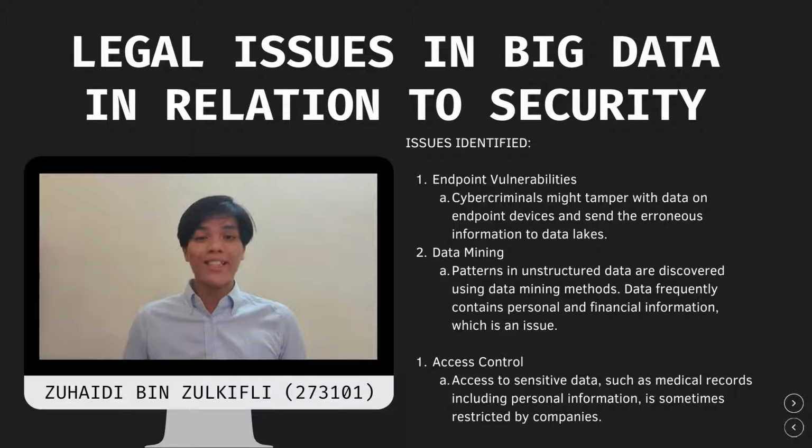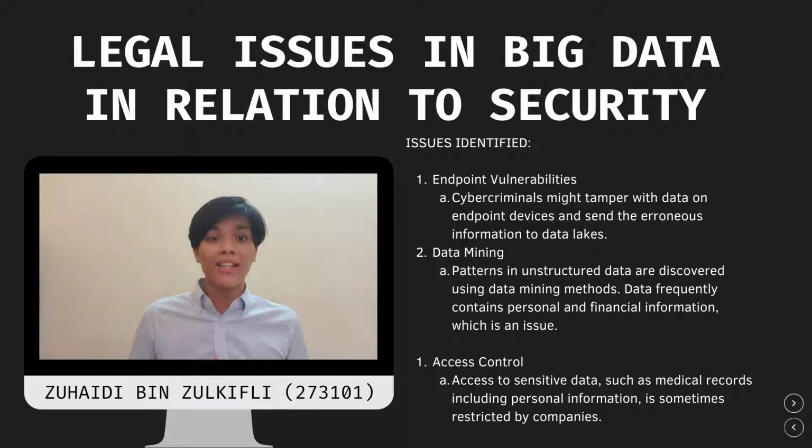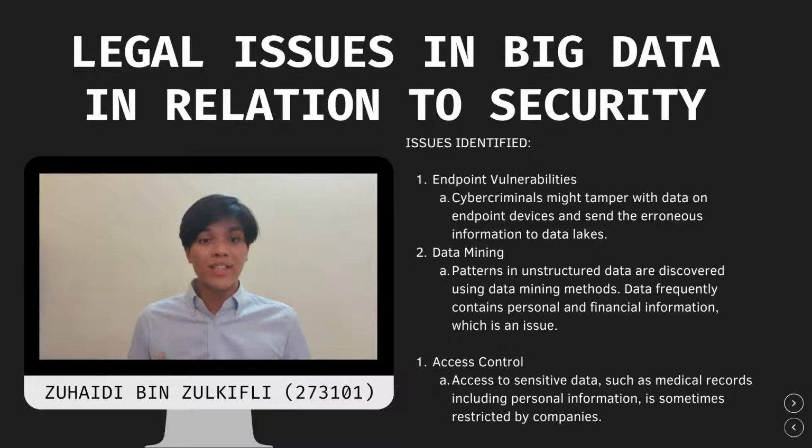So for my presentation, I will be talking about legal issues in security pertaining to the big data industry. Now, big data analytics is being used by corporations to find business possibilities, enhance performance, and guide decision making. Many big data technologies are free and open source, and they are not built with security in mind. Hence, many data security risks arise as a result of the massive increase in data consumption.